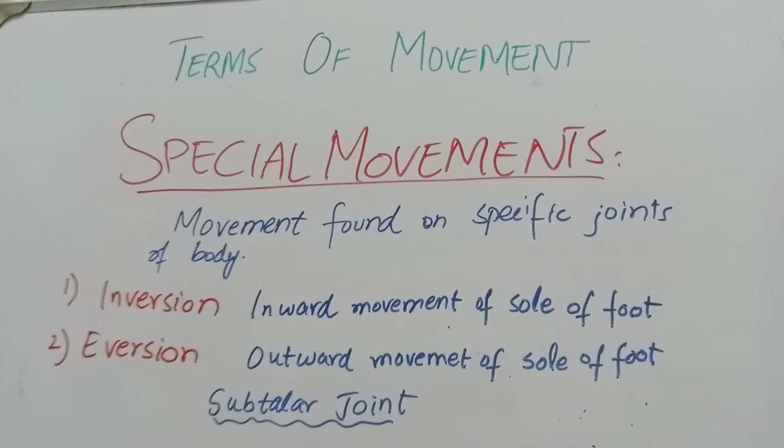The first are inversion and eversion. As we already said, they occur at specific joints. These movements occur at the subtalar joint. Inversion is the inward movement of the sole of the foot, and eversion is the outward movement of the sole of the foot. They occur at the subtalar joint.